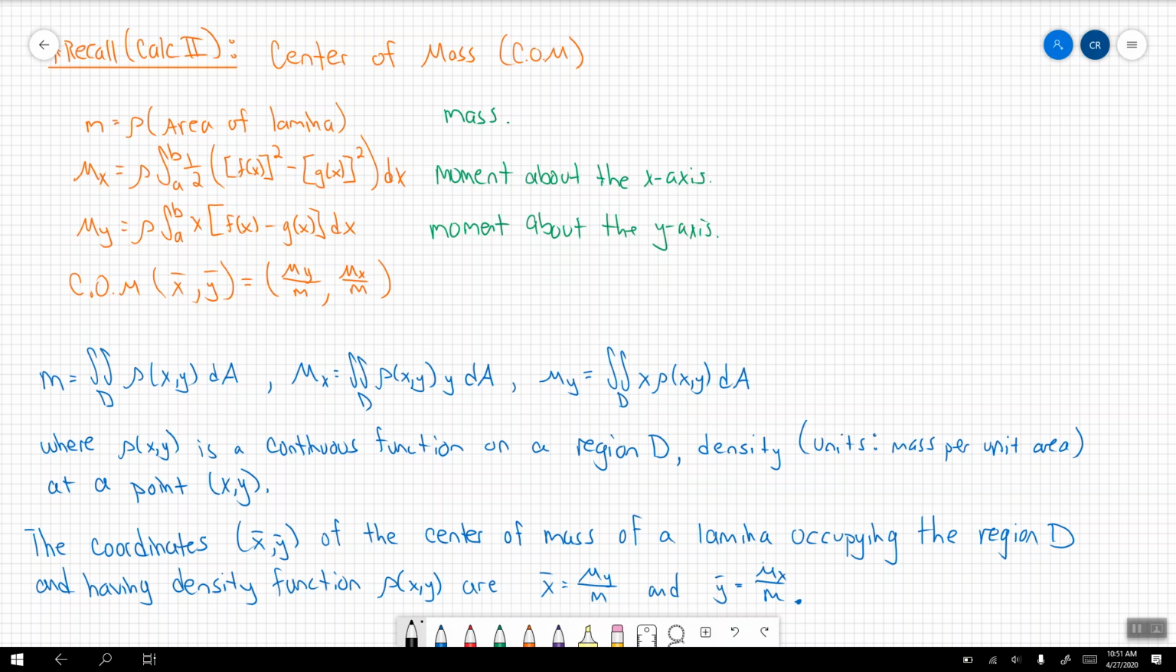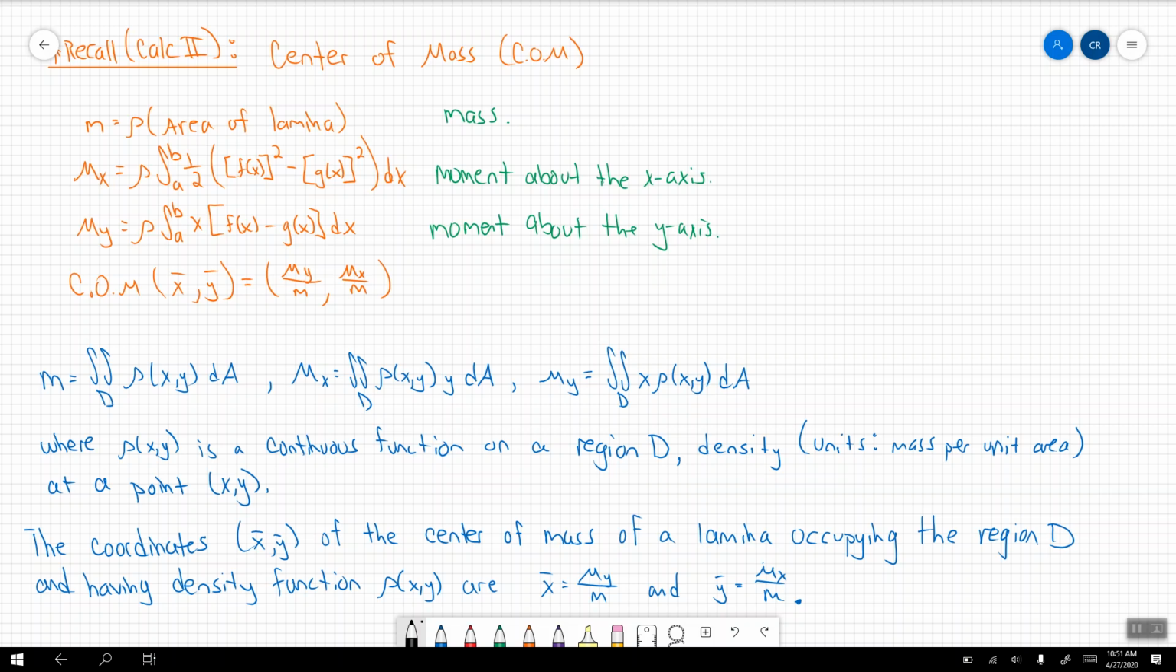Now remember, the moments about the y-axis and the moments about the x-axis basically look at the average distance between the point and the average of that data set, those x values or those y values. When we want to find the center of mass, we're still using the exact same equations. It's just a little twist that we're using the double integral version of this.